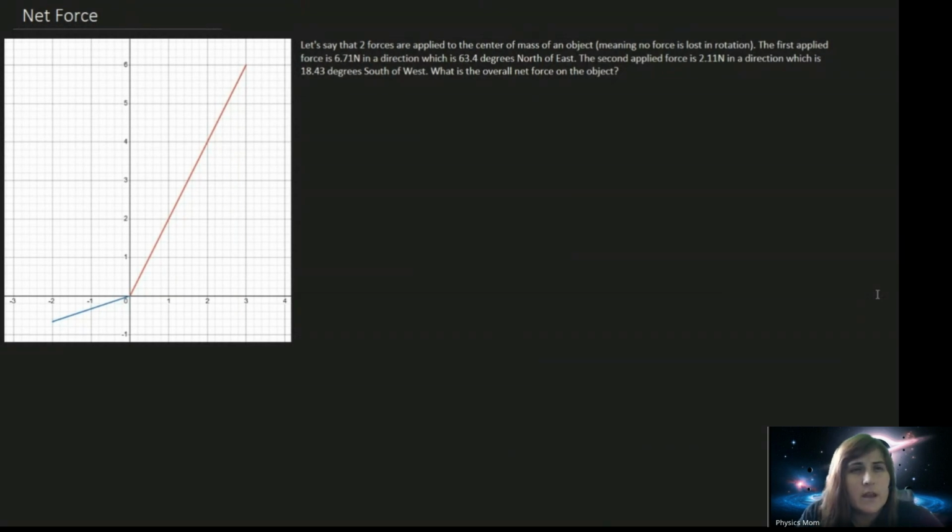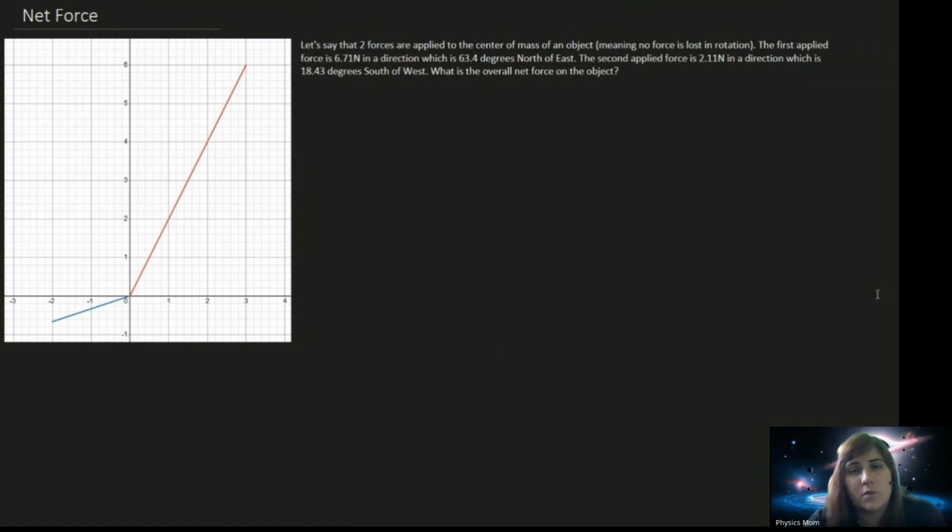So we're going to look at a good example of net forces that has to deal with vector addition, so to speak, or the differences between the two vectors. Let's say that we have two forces being applied to the center of mass of an object. We're specifying center of mass, meaning the object won't spin, so there's no force lost in rotation.